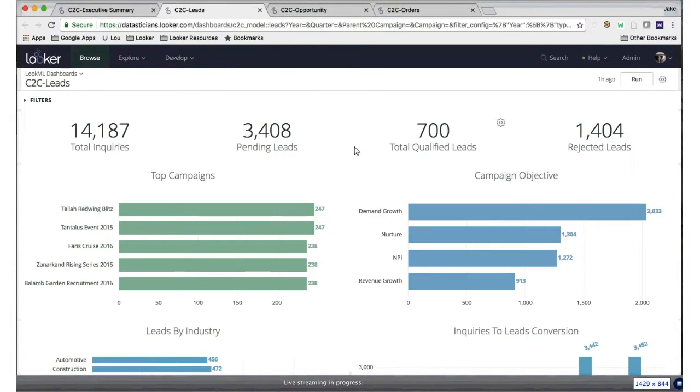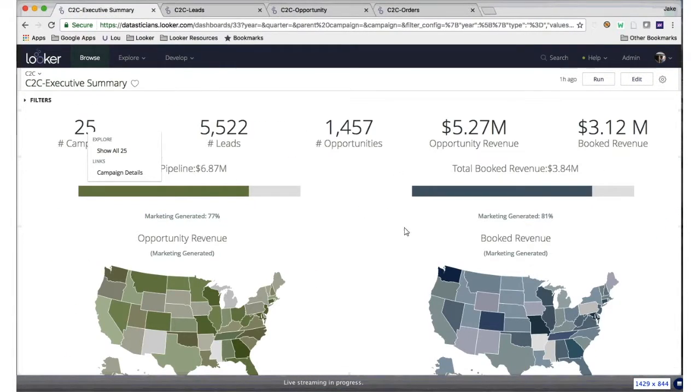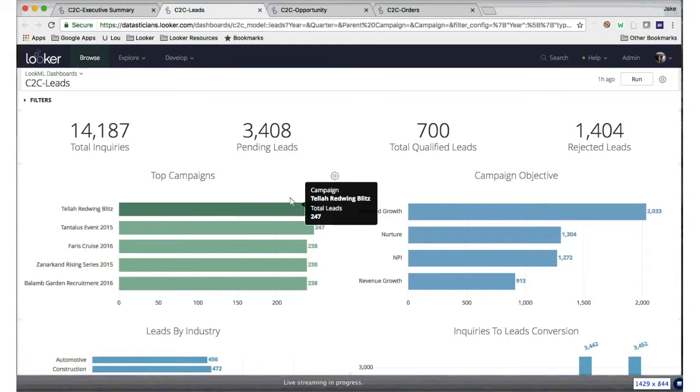If I go back to my executive summary, I can do similar things. The way this is built is really nice because each of these top level metrics is going to take me to the next level down the funnel. So if I want to know more about my leads, I can click here, click on lead details, and come into the leads dashboard. And we have a similar arrangement throughout this block, which I really like.